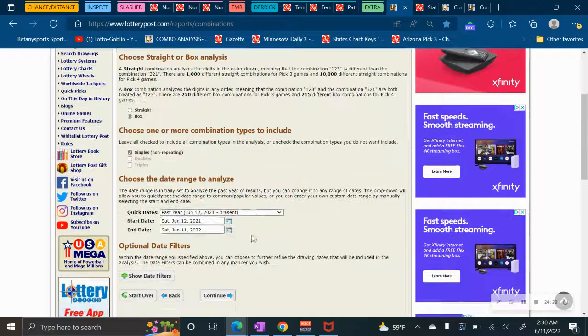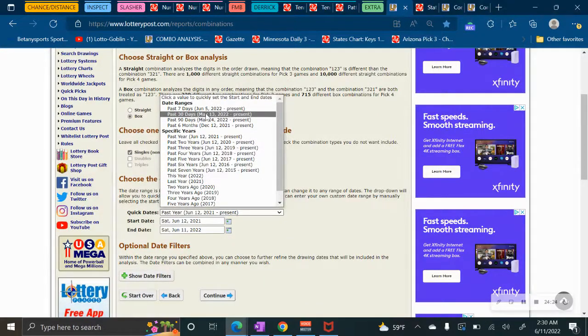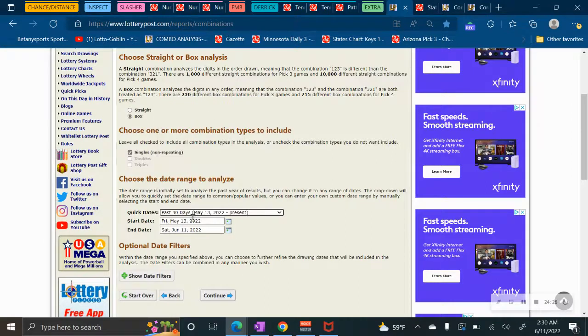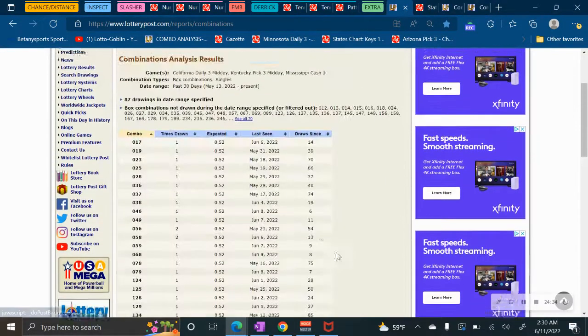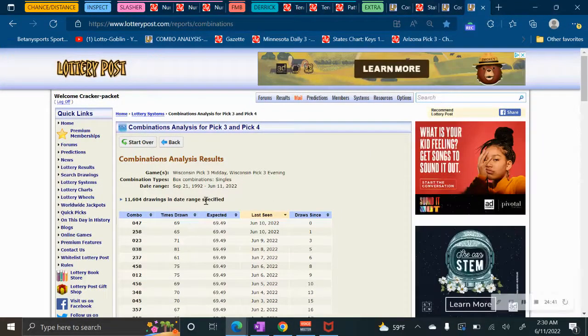It's a risk I'm taking. And then I'm going to go down to not all available history, but I'm going to go literally to 30 days. I know this 30-day stuff is new to me, but I've already had a couple of hits from it yesterday. I didn't win, but they were in there. So 30 days. I'm going to go to last seen, like I do with my bread and butter one right here for Wisconsin, right?